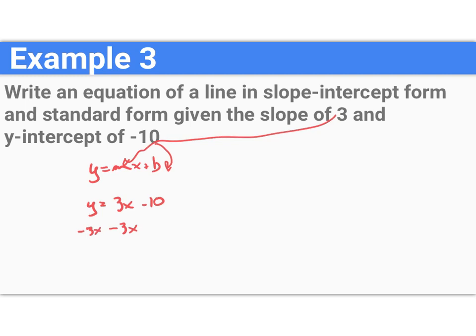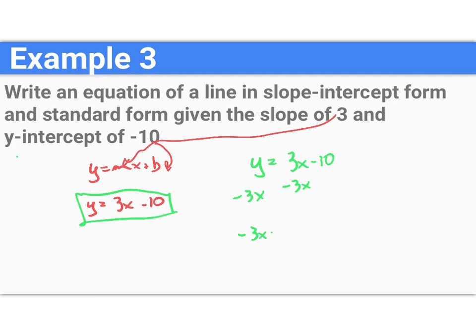Now let me do this in another color so you know what I'm doing. So let's put this in green. So here's our slope-intercept form. If I take y equals 3x minus 10, and I subtract 3x from both sides, I get negative 3x plus y equals negative 10. And now this is what we call standard form of a line, where your x and y are on the left and your constant, or your c, is on the right.